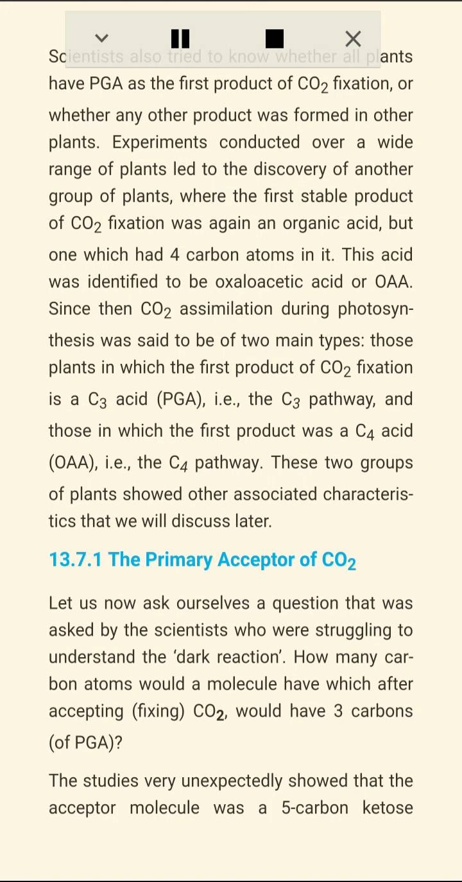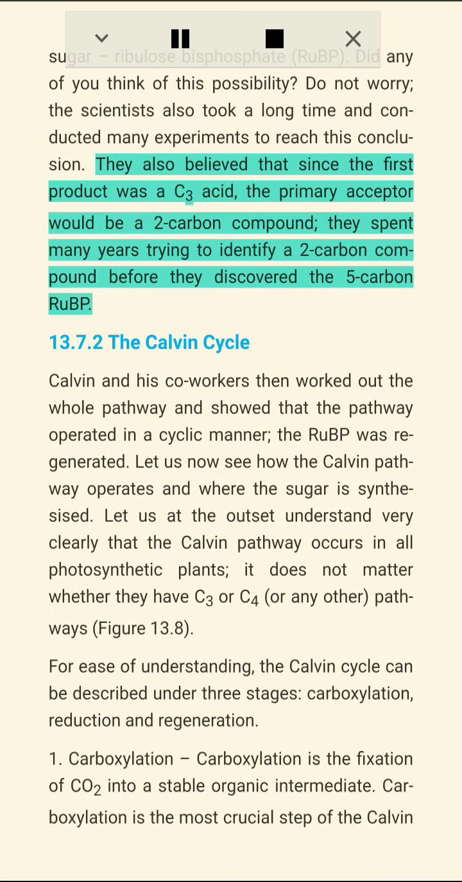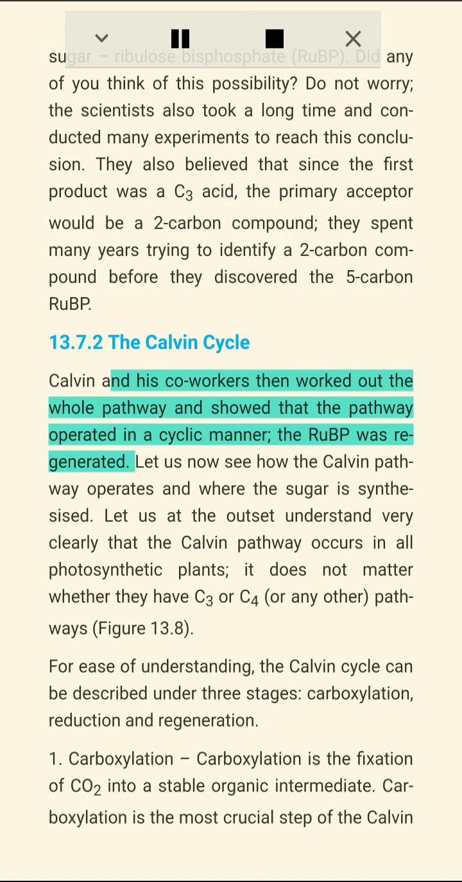Did any of you think of this possibility? Do not worry, the scientists also took a long time and conducted many experiments to reach this conclusion. They also believed that since the first product was a C3 acid, the primary acceptor would be a 2-carbon compound. They spent many years trying to identify a 2-carbon compound before they discovered the 5-carbon RuBP.